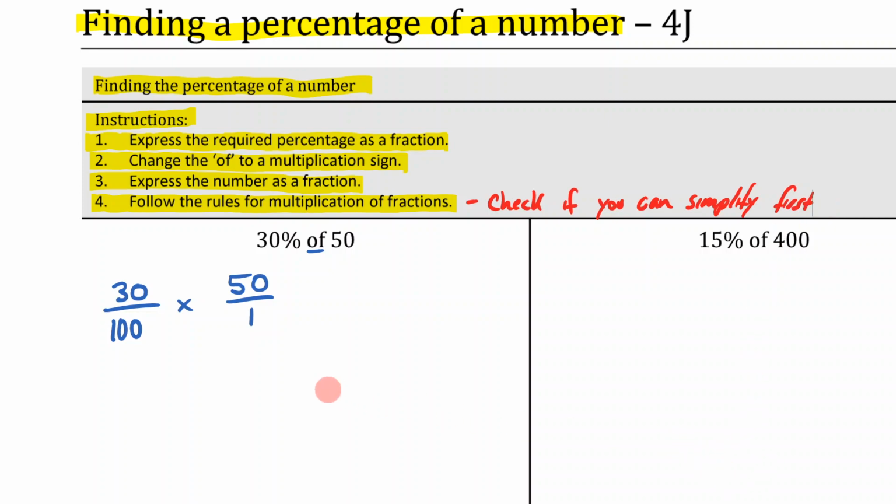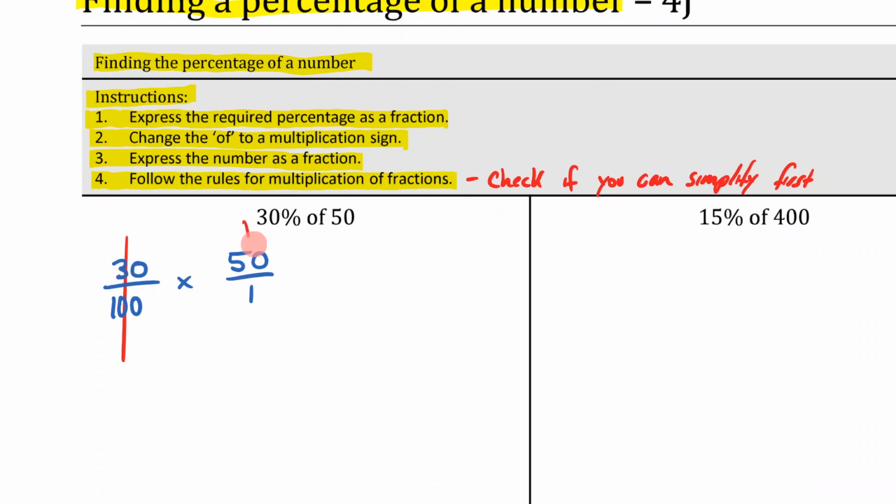All right. So I've got 30 on 100 times 50 on 1. I actually want to show you a really cool way that you can simplify this quite quickly. So remember our bow tie method? I can cancel or simplify vertically and diagonally. Let's simplify diagonally first. I'm going to divide both of these by 10 because 50 and 100 are both divisible by 10. Now, what's 50 divided by 10? Well, it's just 5 because 10 goes into 50 5 times.